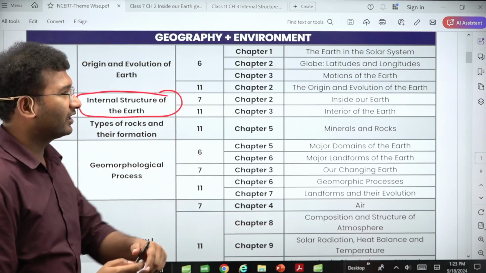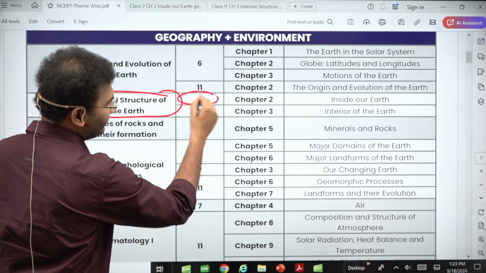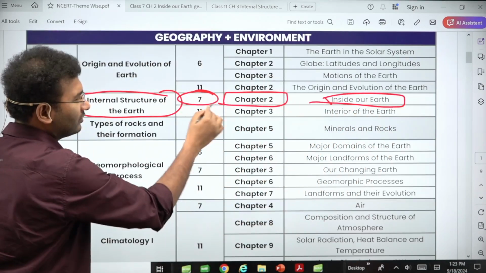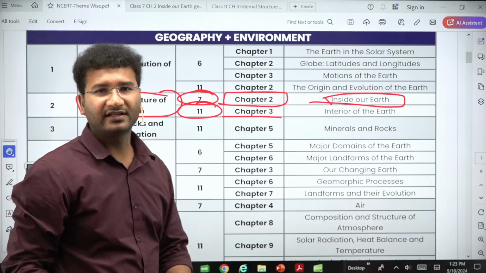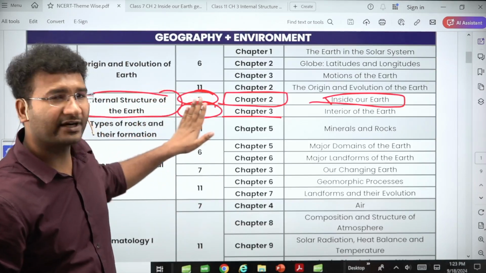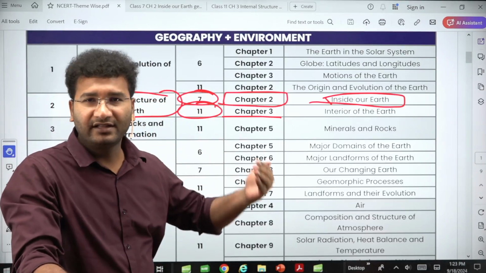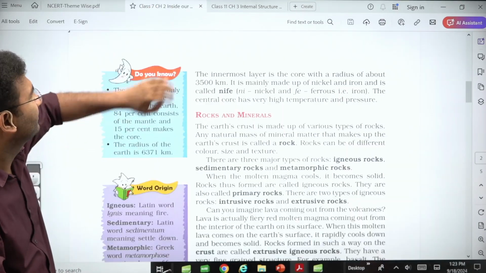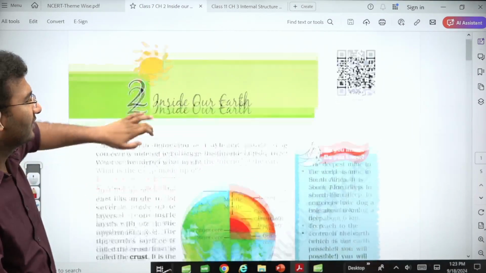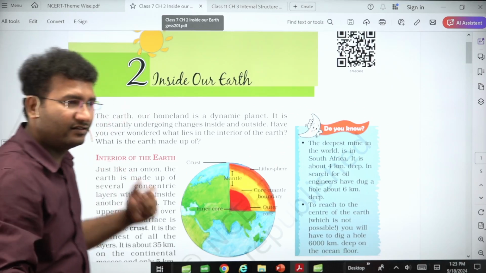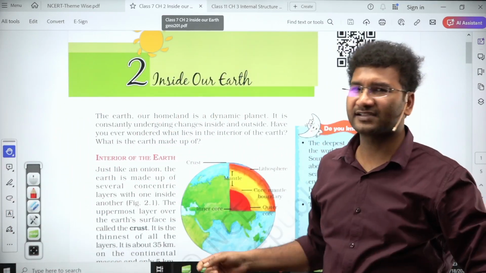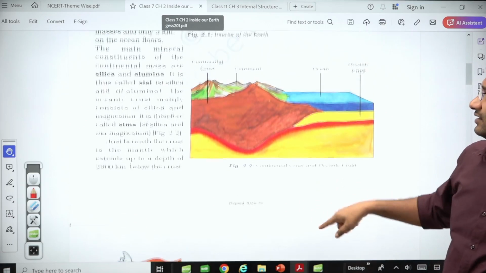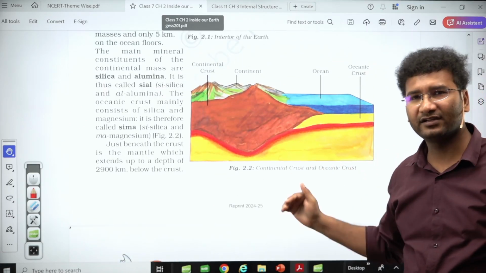So for this, what are you supposed to do? You go to class 7, chapter number 2, Inside of Our Earth, and also class 11, chapter number 3, Interior of the Earth. These are the two chapters that deal with the interior of the earth. Now let me show you these chapters. Look here, this is one chapter, Inside of Our Earth, and in this chapter very basics are given in class 7. What are the various layers that you have, as well as the various dimensions of the interior of the earth.